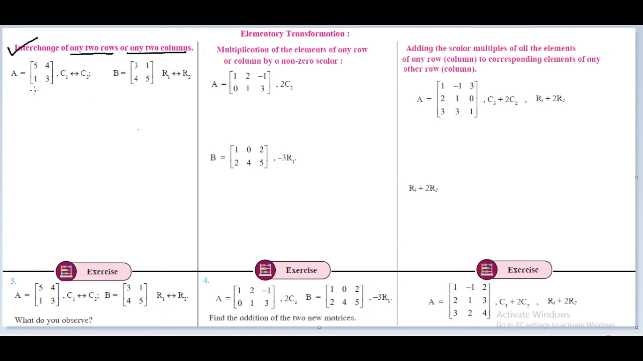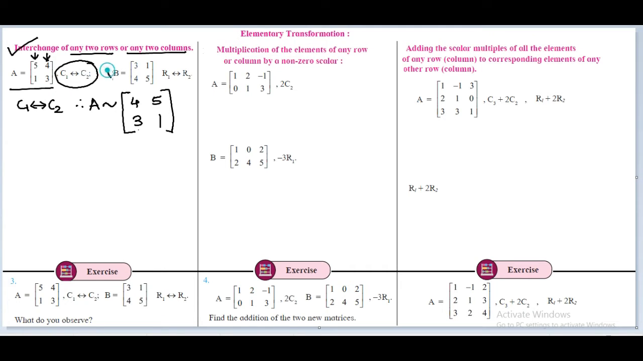Let's, for an example, take a matrix A, and here the operation is C1 interchanged by C2. Now what is C1? C1 is column 1, and what is C2? C2 is column 2. So let me write this operation, C1 interchanged by C2. Therefore A is equivalent to 4, 3, 5, 1. If you observe, I have just changed the place of the columns.